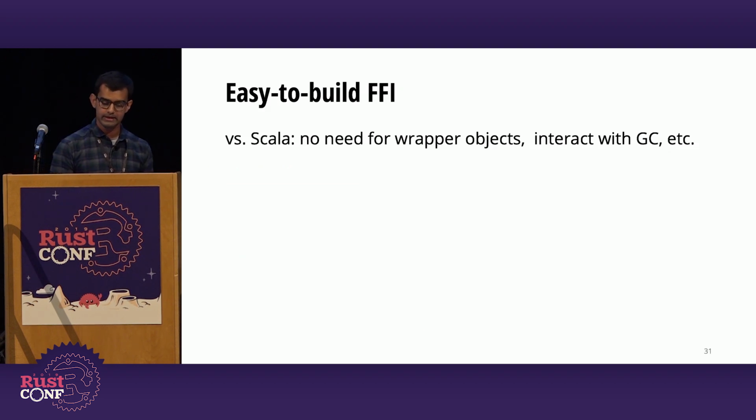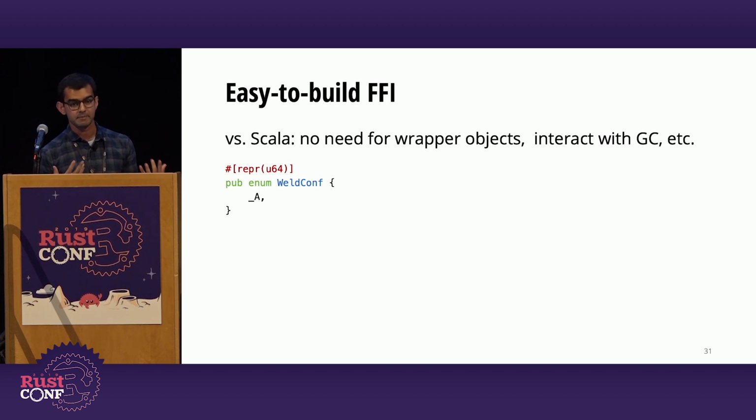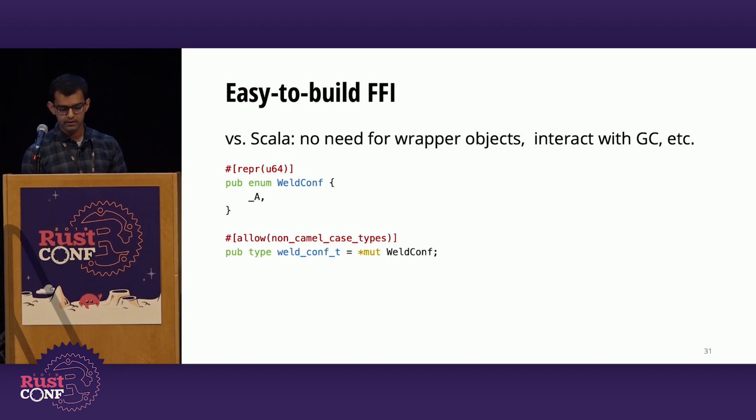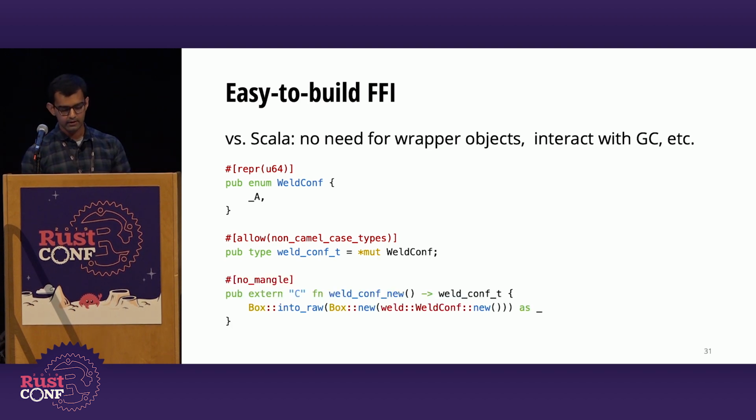FFIs are also very easy to build compared to Scala, where we needed things like these weird wrapper objects. We needed to tell the GC not to throw our stuff away, and so forth. In Rust, we basically define some type. You can easily specify how long you want that type to be. We made an alias for it. And then you create a function that allocates some memory on the heap and then forgets about it.